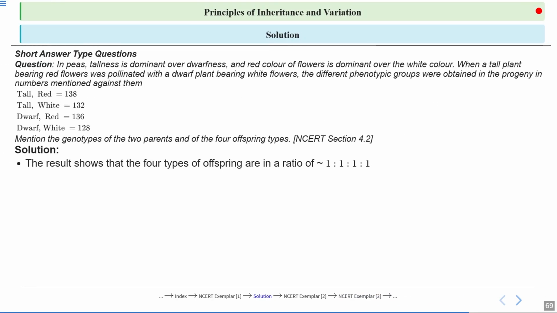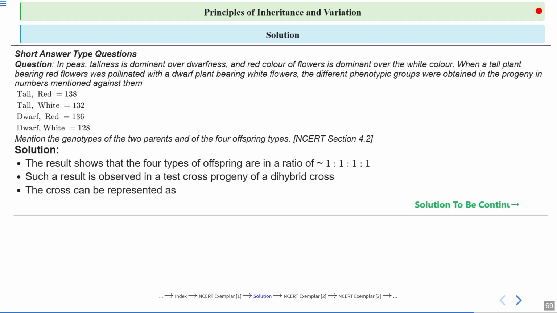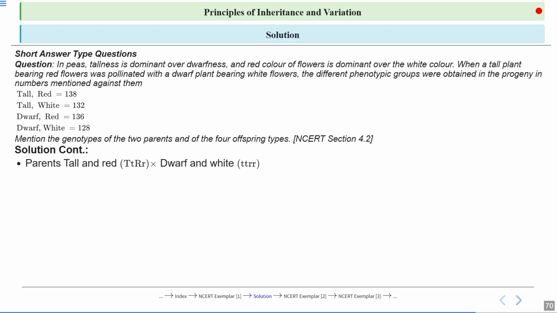Let's have a look at the answer. The results show that the four types of offspring are in the ratio 1:1:1:1. This is the ratio that you get in the test cross of a dihybrid cross. So this is a result which is observed in the test cross progeny of a dihybrid cross. This cross can be represented as follows. You can see the genotypes of the parents are given to you. One of the parents is heterozygous. The other parent is homozygous recessive. Capital T, small t, capital R, small r is the heterozygous parent, and small t, small t, small r, small r is the homozygous recessive parent.